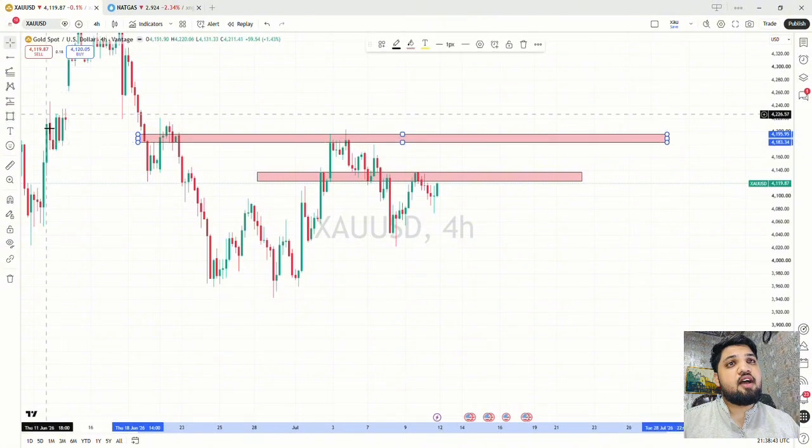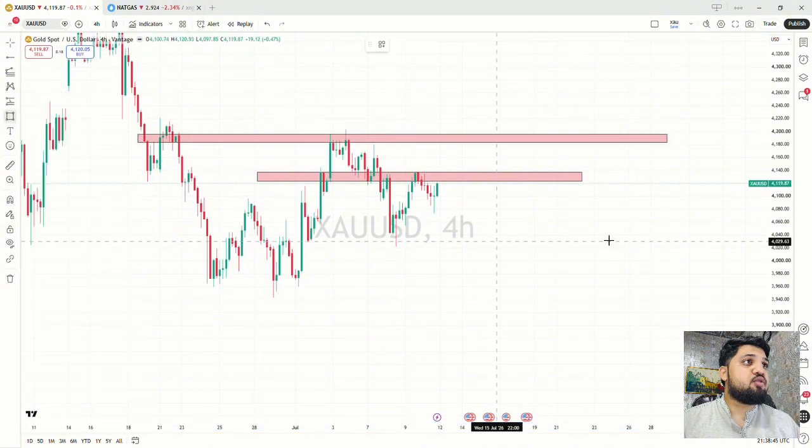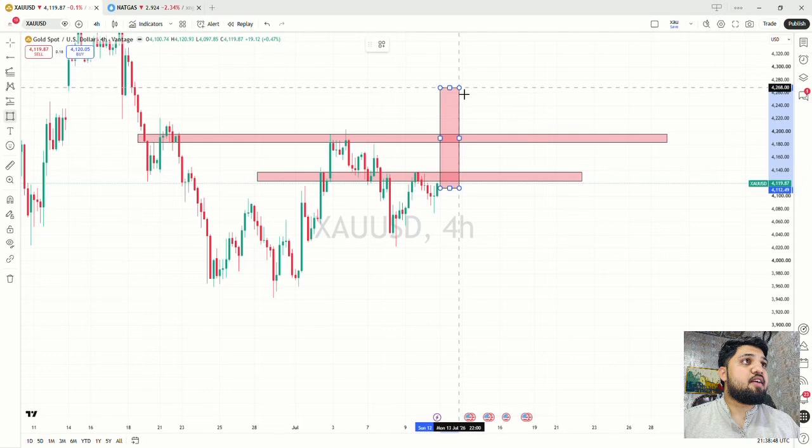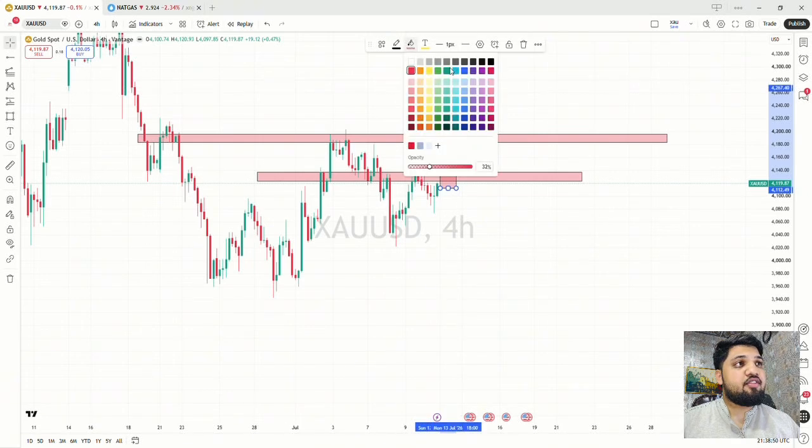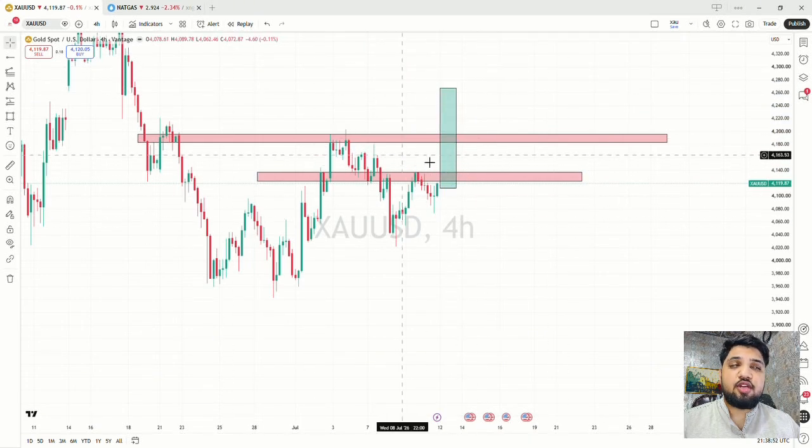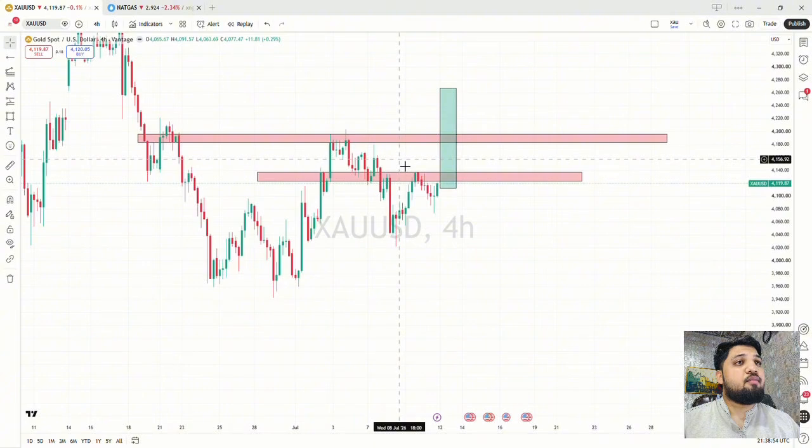So you have to sell the market from that point. If we have an H4 candle above the zone just like that, and it engulfs the previous resistances, then we can say that the gold will buy.